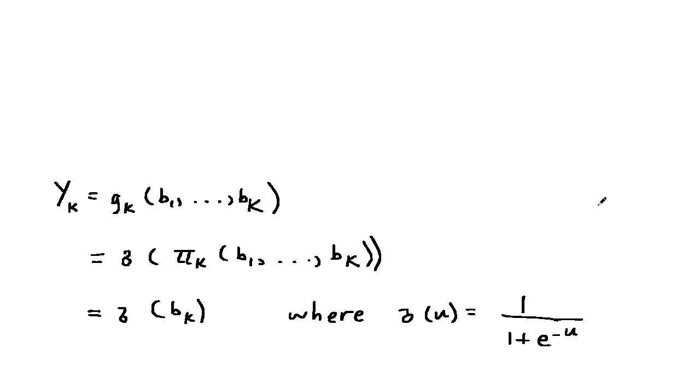For a binary classification problem, the output unit activation function g sub k is typically chosen to be the logistic sigmoid function of the kth projection function for each k, so that y sub k, which is g sub k of b1 through bk, is given by sigma of pi sub k of b1 through bk. Okay, pi sub k is the kth projection, so we get b sub k, and we take sigma of b sub k, where sigma of u is given by 1 over 1 plus e to the negative u.